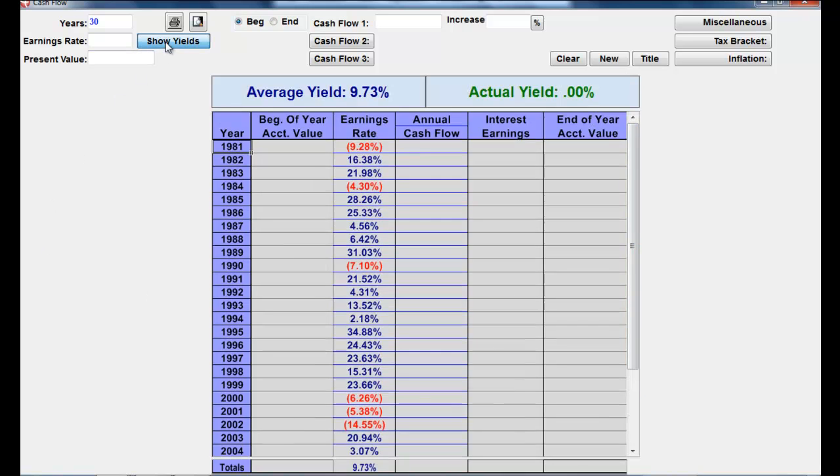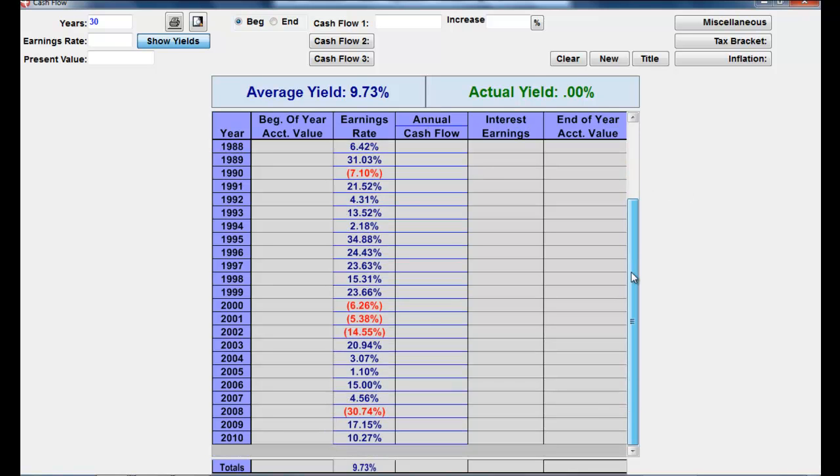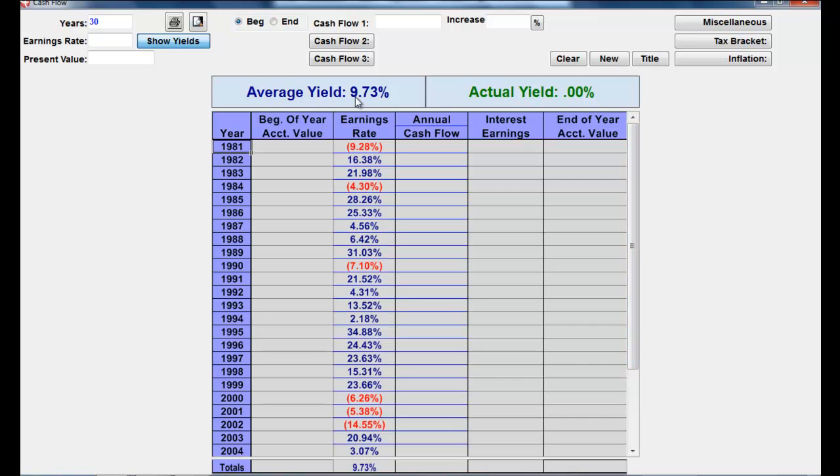So if we were to add up all of these percentages and get to 2010 with 10.27, we would have an average yield of 9.73. So where does that number come from? Well, the number comes from adding all of these numbers up and dividing by 30. However, to really calculate the actual yield behind this overall investment, let's say you just put it into an index fund and put it into the stock market, we obviously have to look at the negative numbers and the money that went into the market and earned literally nothing, actually losing money.